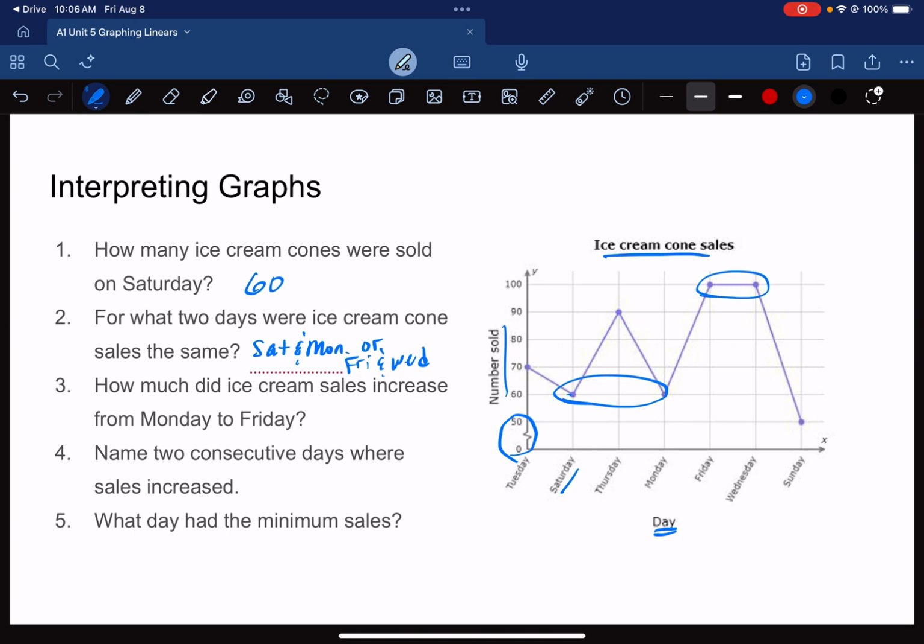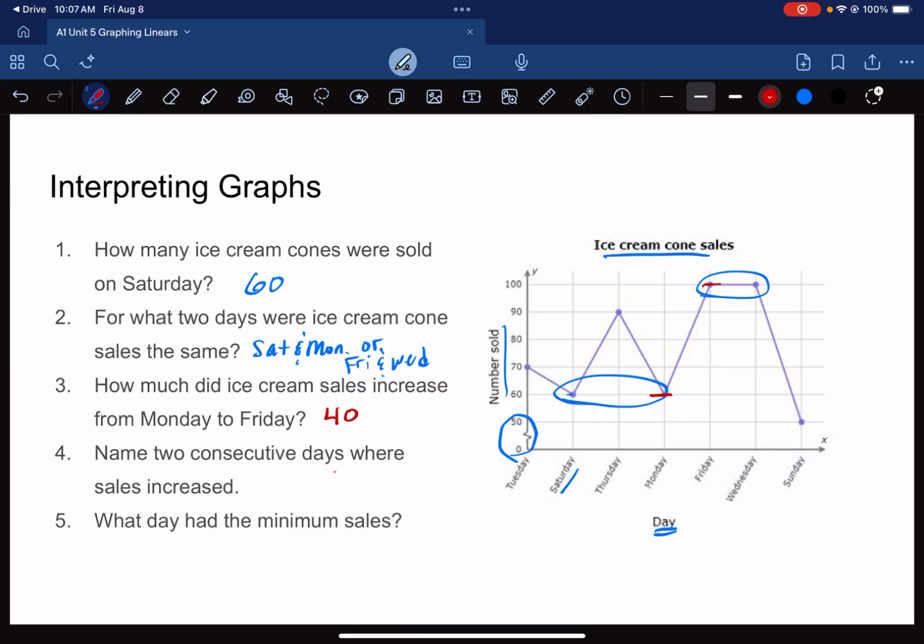How much did ice cream sales increase from Monday to Friday? Well, on Monday we were at 60, and Friday we were at 100. So apparently people like ice cream better on Friday because that went up by 40.